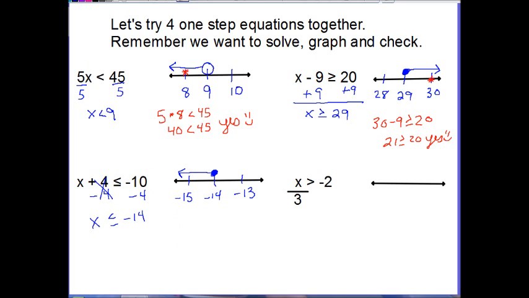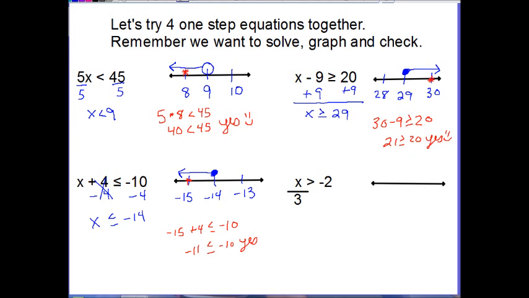And let's check. Let's see if negative 15 works. Let's plug it in. Negative 15 plus 4 is less than or equal to negative 10. Let's check it out. Negative 15 plus 4 is negative 11. Is negative 11 less than or equal to negative 10? It absolutely is. Negative 11 is more negative than negative 10. For instance, I'd rather owe someone $10 than owe them $11. 11 is going to be a much bigger deal to owe someone than 10.